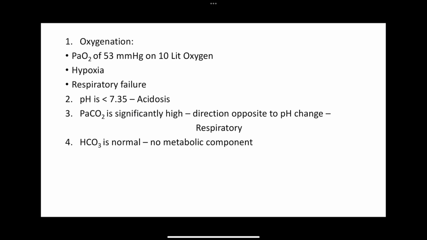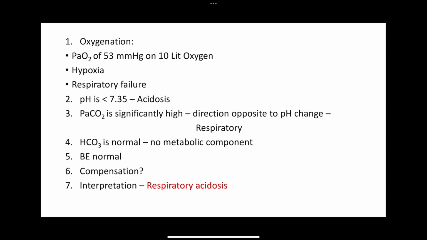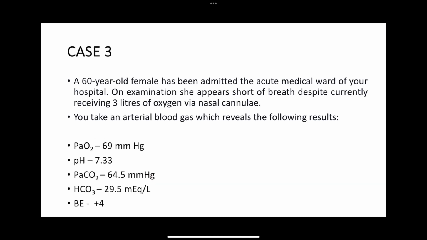The HCO3 is normal, so the metabolic system is neither contributing to the acidosis nor compensating it, suggesting that this is an acute derangement. The base excess is within normal limits as there has been no significant change in bicarbonate levels. So there is no compensation, and this is a case of acute respiratory acidosis due to type 2 respiratory failure.